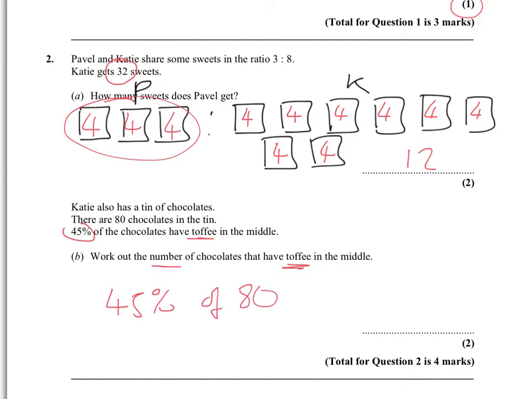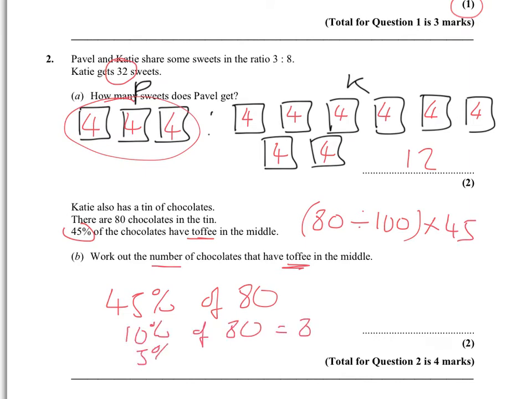Now we're on a calculator paper, so we could do 80 divided by 100 to find 1%, and then times the answer by 45. Or what a few people did is say that 10% of 80 is 8, so 5% of 80 is 4, and then do 4 lots of 10% to find 40%, and add on 5%. Either way, we should end up with the answer 36.